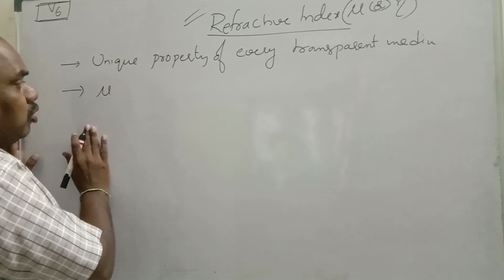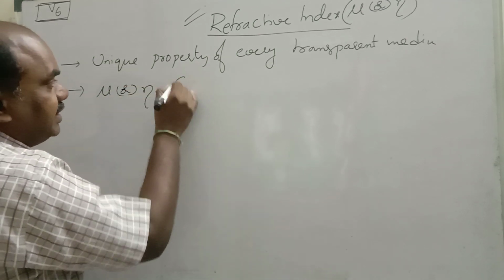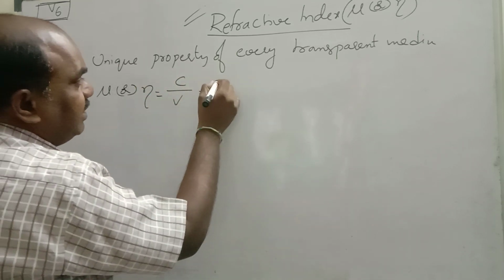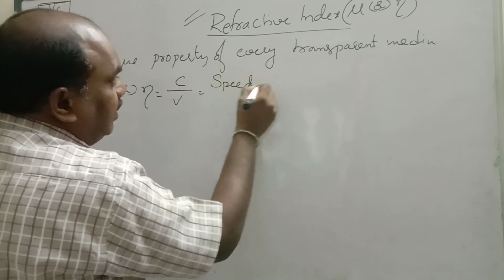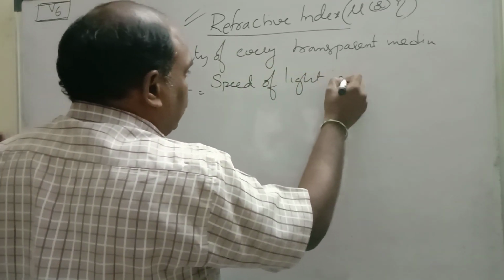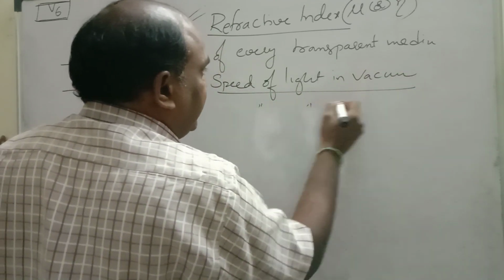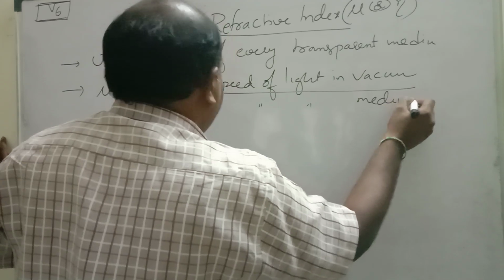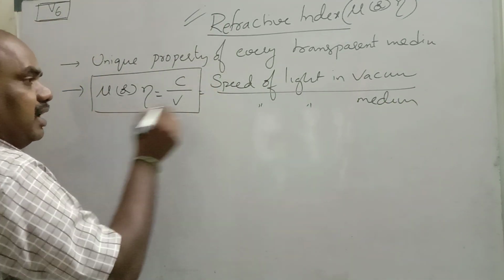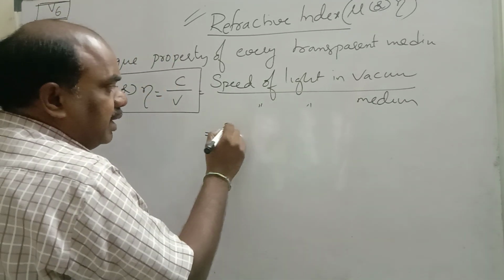How to find the refractive index? Mu or n is equal to c by v. What is c? What is v? c means the speed of light in vacuum, divided by v, the speed of light in the medium. This ratio gives the refractive index. Refractive index is equal to c by v, that is, the speed of light in vacuum by the speed of light in the medium.